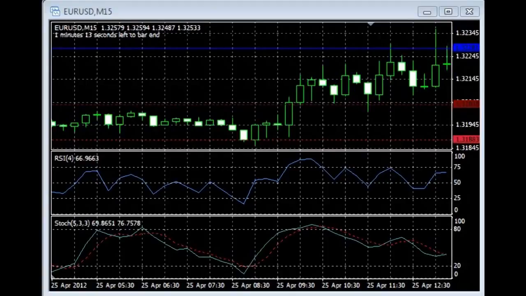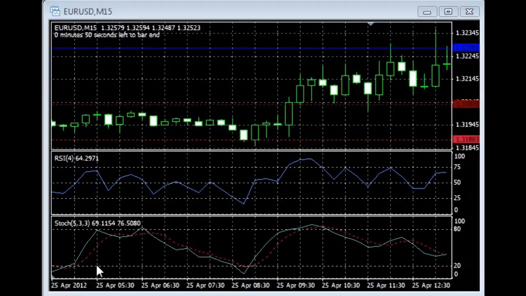Anyway, let's get on with discussing the trade itself. What you're seeing right now is a 15-minute chart of Euro US dollar. The two indicators on the chart: there is an RSI indicator with a setting of 4. I believe the default is 14 when you load it on your MT4 platform. Go ahead and change that to a 4.